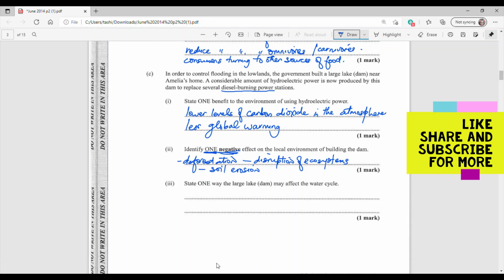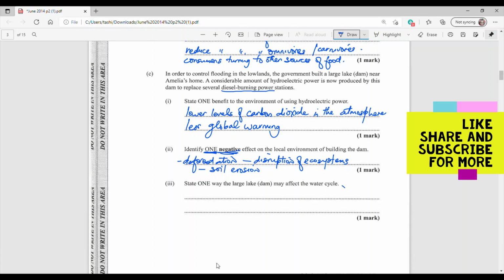Next question, state one way the large lake may affect the water cycle. So something that I want you to notice about these questions is that they are very specific. They're asking you specifically how it will affect a particular thing. So if you're just rushing through the paper, you will answer something else that they're not even asking you about, right? So this one, for example, it is saying exactly how it will affect the water cycle. So that must be the response that you give. Your response must be related specifically to the water cycle.